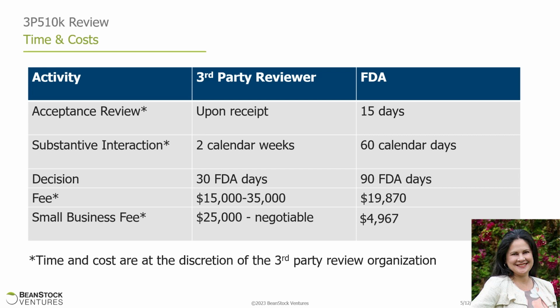The substantive interaction, we can do in 2 calendar weeks. Once we receive the submission, if it's complete, it only takes us 2 full weeks to get back to you on our first set of questions. FDA takes 60 days. For a decision, once we receive your final feedback, we then make a recommendation to the FDA. FDA guarantees us 30 days. And so far, when we've been working with the FDA, that's been holding true. They've been very responsive, and they hold true to respond within 30 days of submission of the substantive determination from the third-party reviewer.